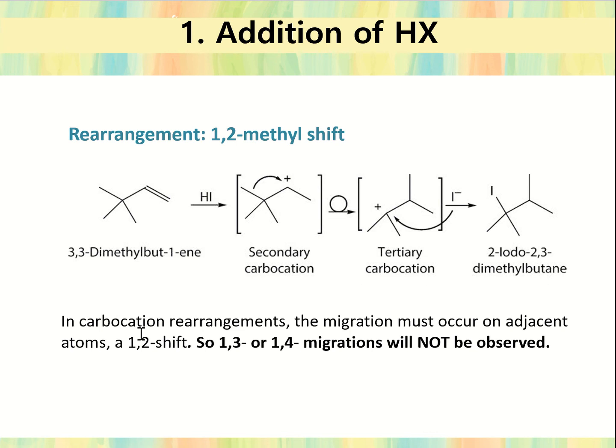to form our alkyl halide. So in carbocation rearrangements, the migration must occur on adjacent atoms. So it must be a 1,2 arrangement, okay? So 1,3 or 1,4 migrations will not be observed, right? So 1,2, as we saw with the hydride shift, it's always the adjacent one, the one beside it, right? So just remember that.